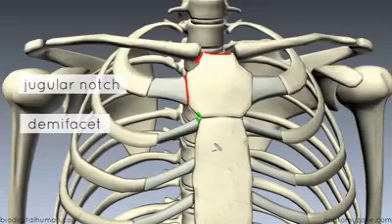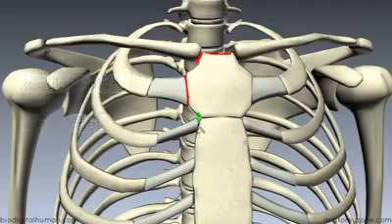So obviously this means that there must be another demi-facet. So the other demi-facet is just below on the top of the body of the sternum, and this articulates with the bottom half of the second costal cartilage. So on the manubrium, you've got the sternal notch superiorly, then you've got facets for articulation with the clavicle and the first costal cartilage, and then you've got a demi-facet at the bottom of the manubrium for articulation with the top half of the second costal cartilage.